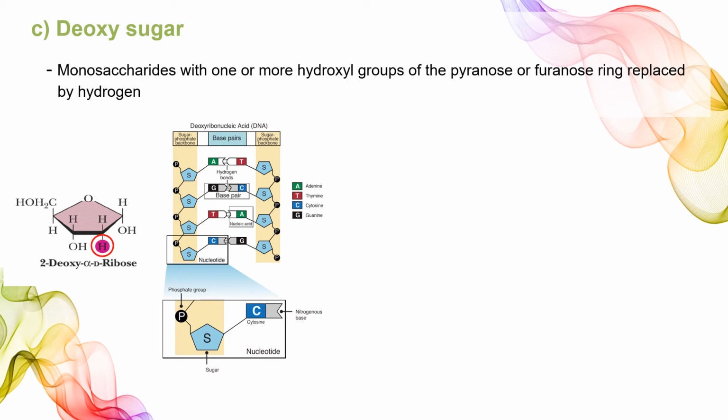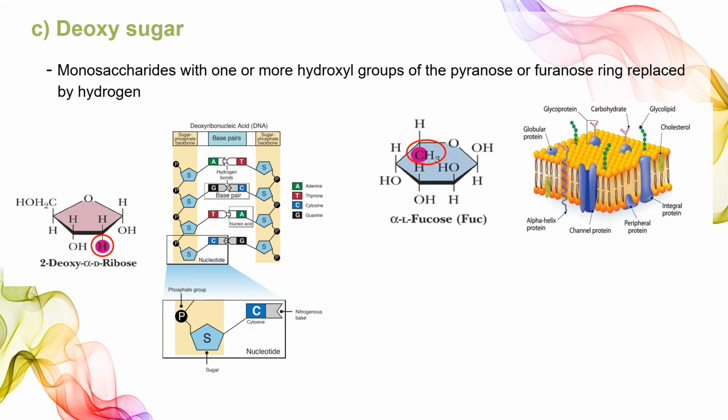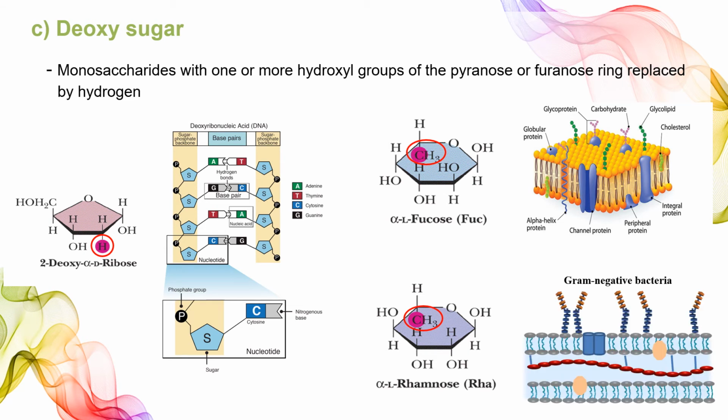Another example is the hydroxyl being replaced at carbon number 6 of the pyranose ring, such as L-fucose, a constituent of cell membrane glycoproteins and glycolipids, and L-rhamnose, a constituent of lipopolysaccharides of the outer membrane of gram-negative bacteria.